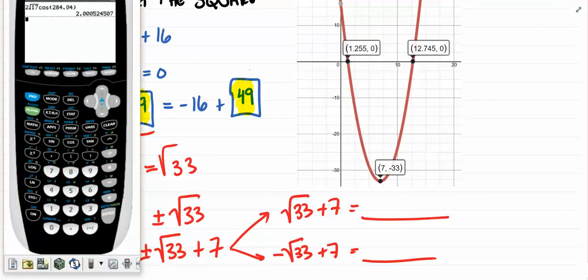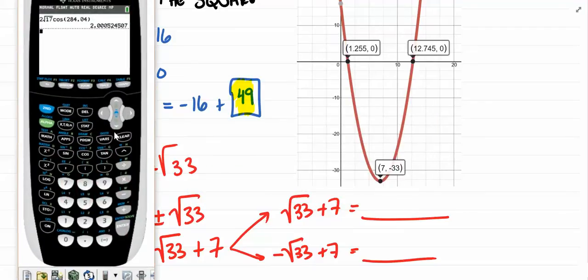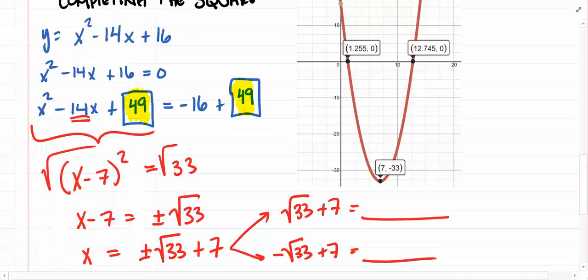Okay, so here's my calculator, and I want to figure out the square root of 33. So I'm going to take second square root of 33, push enter, and then add 7, and look what number I get, you guys, 12.744, and if I round up, look, it's the same exact number over here, 12.745. That's where that comes from.